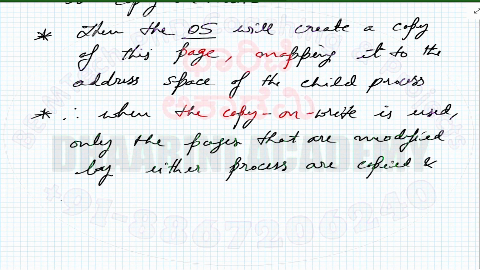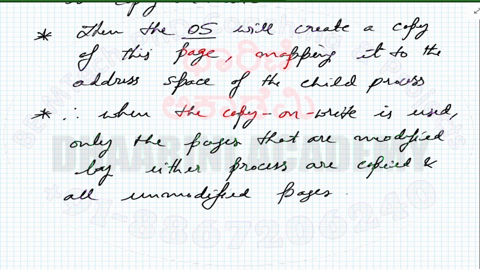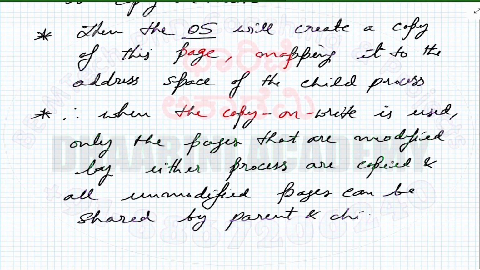and all unmodified pages can be shared by the parent and the child process. Both processes can share the unaltered pages. Whichever is not modified, they can still be shared. But whatever is modified will be present with the one who is modifying that particular page. It's the copy of the original thing.